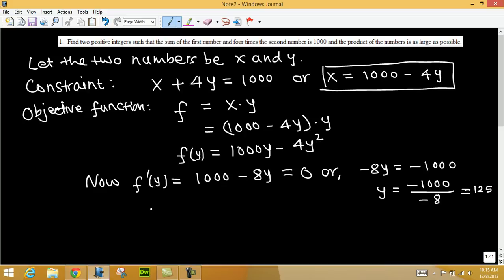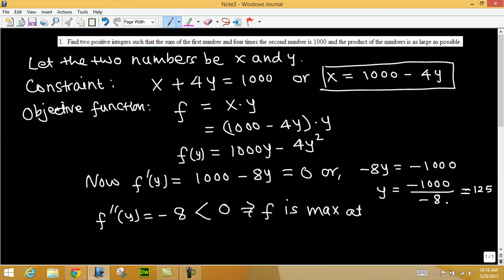There are a couple of different ways to do it. I want to use the second derivative test. Let's find the second derivative of the objective function. The first derivative was 1000 minus 8y. If we find the derivative of this, 0 minus 8, so the second derivative is negative, less than 0. A second derivative less than 0 means the critical number produces a maximum. That implies the function f is maximum at that value.